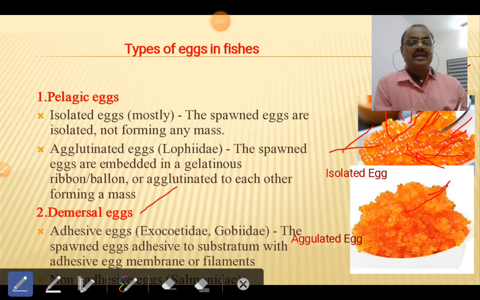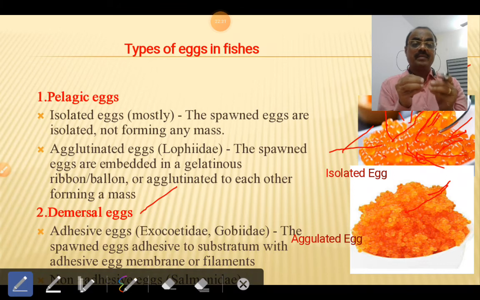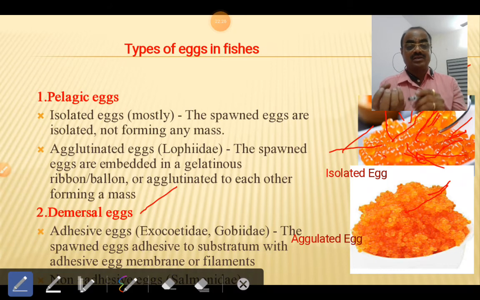It again has two types. One is the adhesive eggs and second is the non-adhesive eggs. Adhesive means sticky; particularly it has filaments, a membrane or filamentous structure for attachment to debris material or to the rocks. The adhesive eggs are found in the Exocetidae family as well as the Gobiidae family. These species spawn eggs having an adhesive membrane or filamentous structure. With that adhesive membrane or filament, they attach to the substratum.